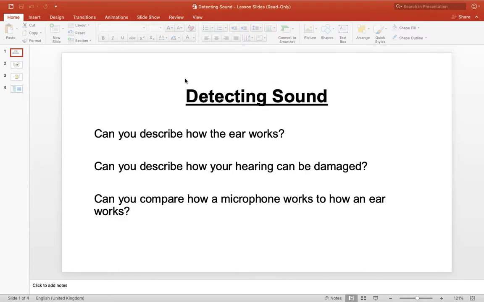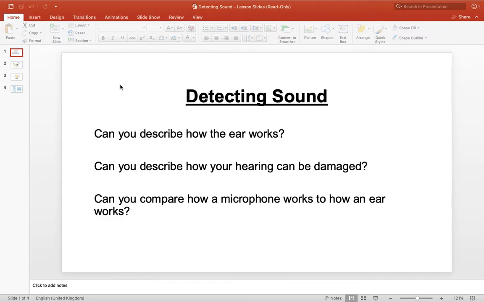You need to write that at the top page of your exercise book, please. We can put the date. By the end of the lesson, you should be able to tell me how the ear works. You should be able to tell me how your hearing can become damaged. And you should be able to compare how a microphone works with how an ear works. So, again, write today's title and we'll make a start.